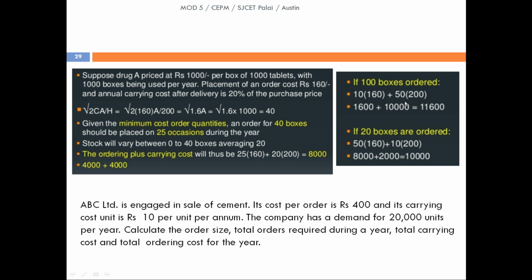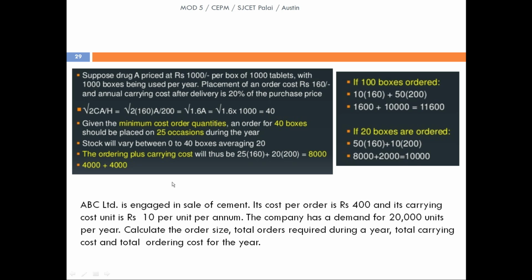Therefore 100 divided by 2 is 50, multiplied by the carrying cost, which is 20% of the purchase price, equal to 200. The total cost becomes 11,600. Likewise, if we reduce the number of boxes and increase the number of orders, say 20 boxes are ordered, we need to order 50 times, which makes 1000 boxes. Therefore 50 into 160 plus 10 into 200, which makes the total amount 10,000.